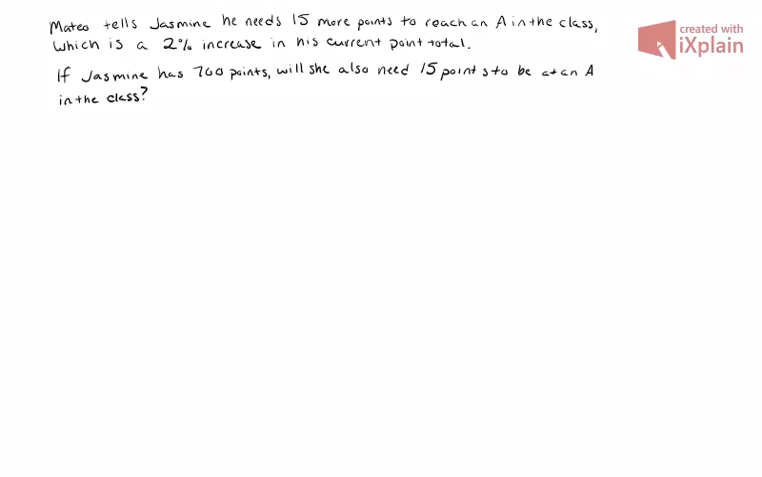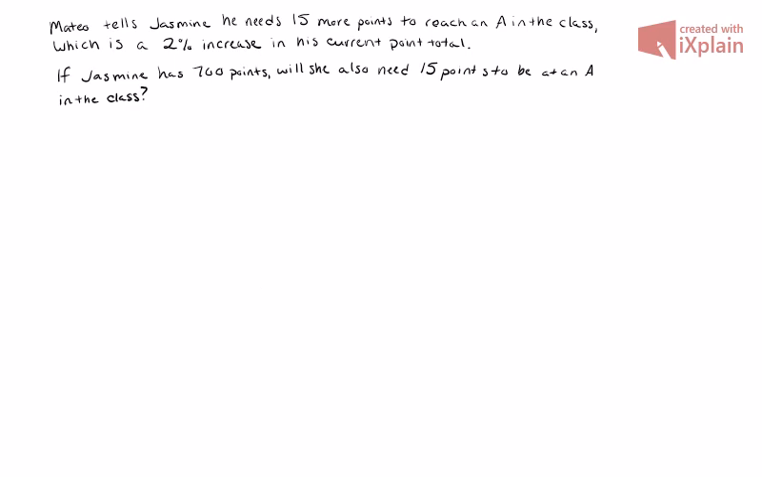Everyone, this video is for section 7-5, percent applications solved with equations. Our current question reads: Mateo tells Jasmine he needs 15 more points to reach an A in the class, which is a 2% increase in his current point total. If Jasmine has 700 points, will she also need 15 points to get an A in the class?